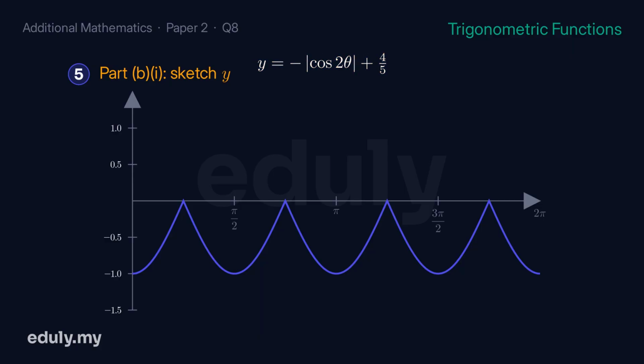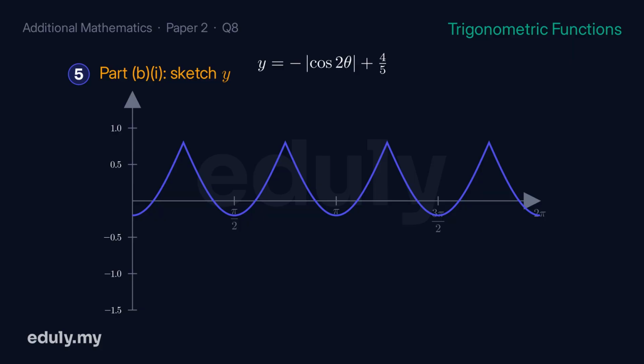Finally, add 4/5 to lift the whole curve up. The peaks land at 4/5 and the lowest points at -1/5. Every peak reaches 4/5, and the lowest points sit at -1/5. That gives 4 equal humps over a full turn. Peaks at the quarter pi marks, valleys at 0, pi over 2, pi, and so on.